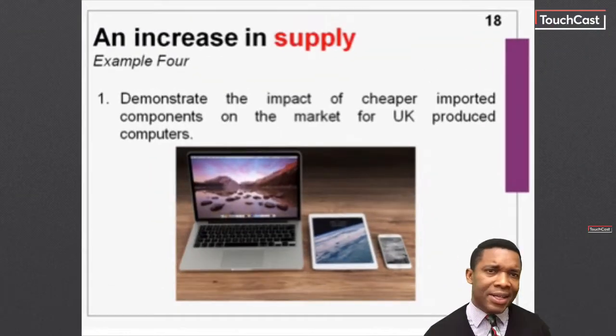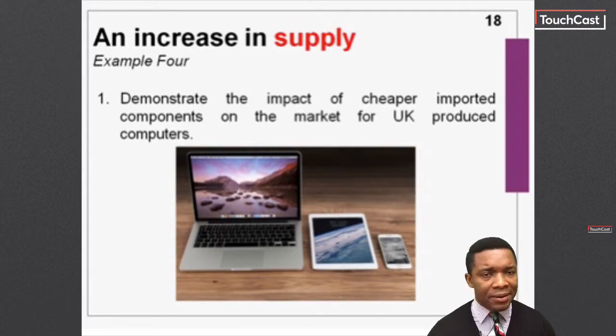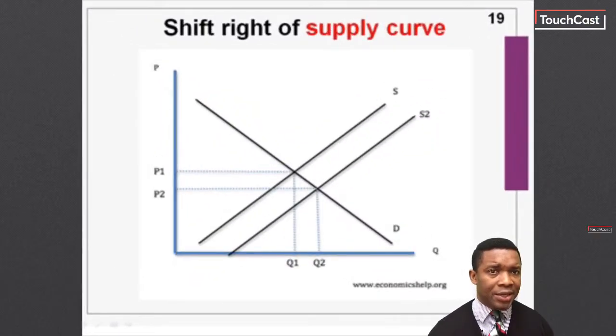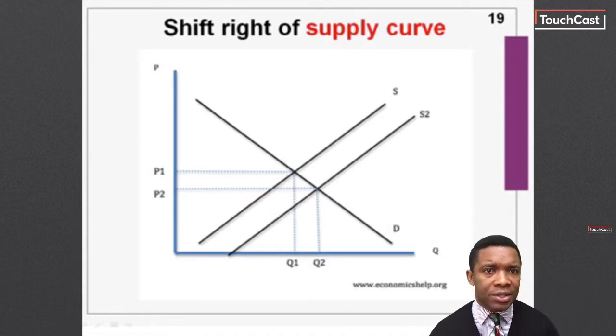Now, that leaves us with the final example, with regards to an increase in supply. Demonstrate the impact of cheaper imported components on the market for UK-produced computers. Firstly, the market is originally at equilibrium at P1 and Q1. However, cheaper imported components would increase the supply of computers, and this creates a glut or a surplus.